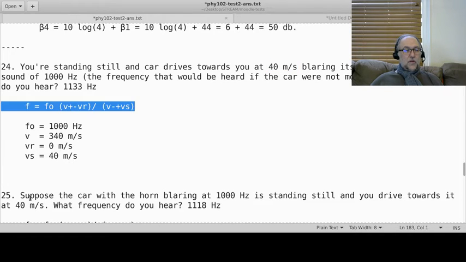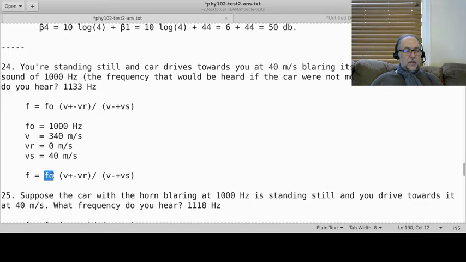Now, if you take this equation and plug all those numbers into it, F naught is 1,000. The V's here are 340, and 340 here, like that. Now, it's plus or minus VR. We have to choose whether it's plus or minus, but VR is 0, so it doesn't matter whether you're adding or subtracting 0. So you don't have to make any decision in the numerator, but in the denominator you will.